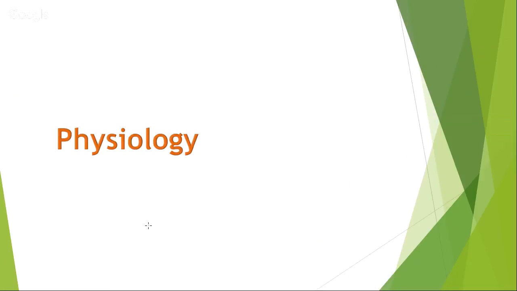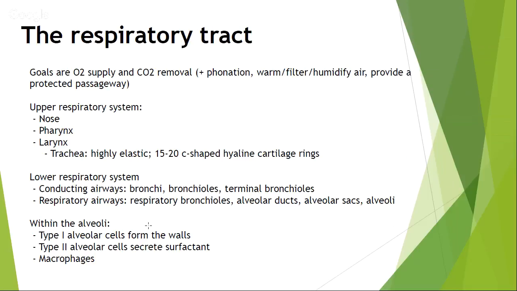All right, moving into the physiology now. So the respiratory tract, a few different goals. It's divided into the upper and the lower respiratory system. The lower respiratory system can then be divided further into the conducting and the respiratory airways. Respiratory are where the gas exchange itself is occurring. And then within the alveoli, you've got those 3 different types of cells.